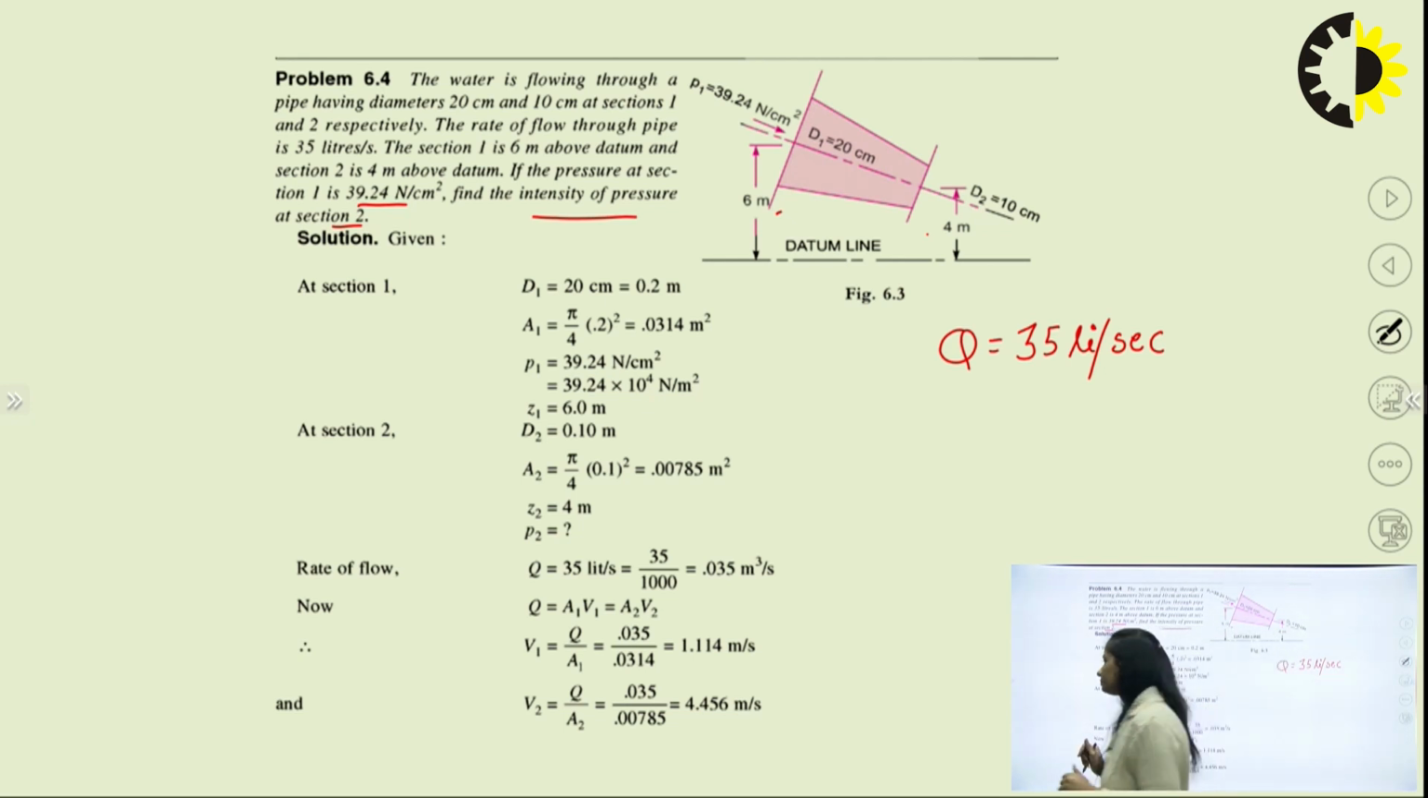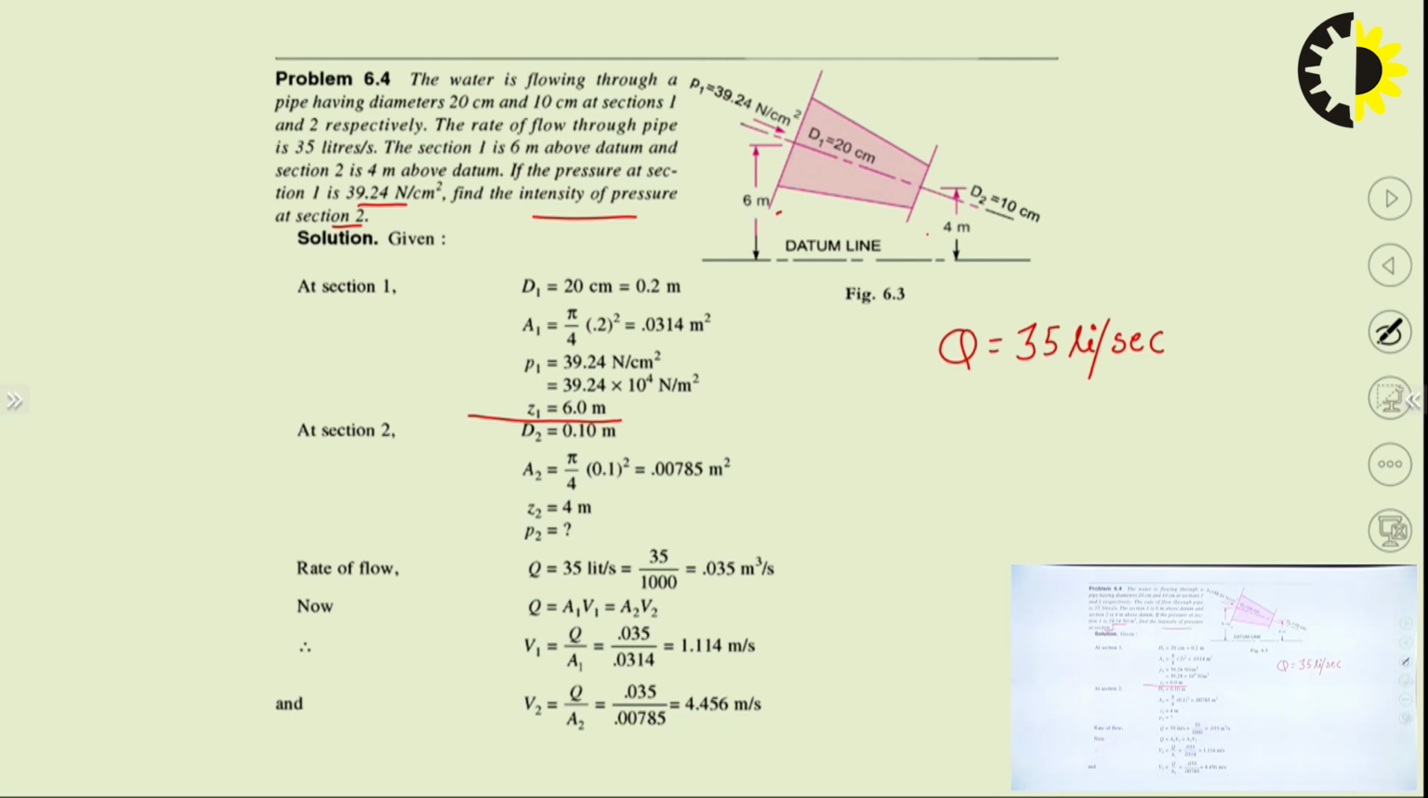Now we are going to solve it for section 1 and section 2. Section 1, the diameter is given as 0.2 meter. So put in the equation for area, you will get pi by 4 times 0.2 whole square. And P1 is equal to 39.24 Newton per centimeter square. Convert it to Newton per meter square. You need to convert all the units to SI units. And Z1 is also given.